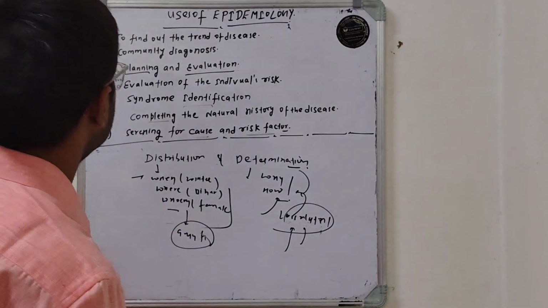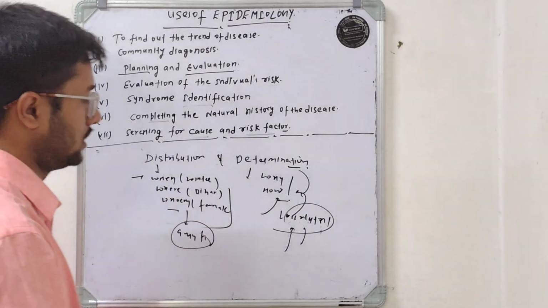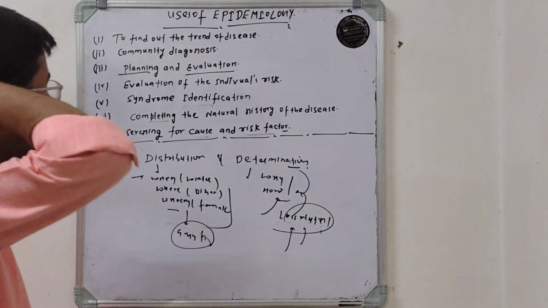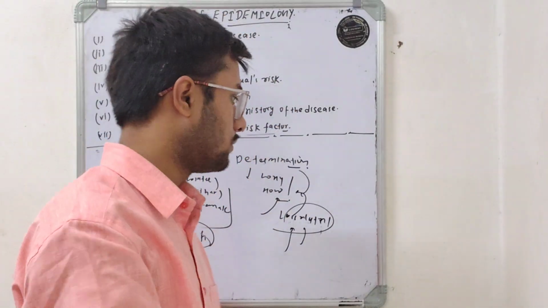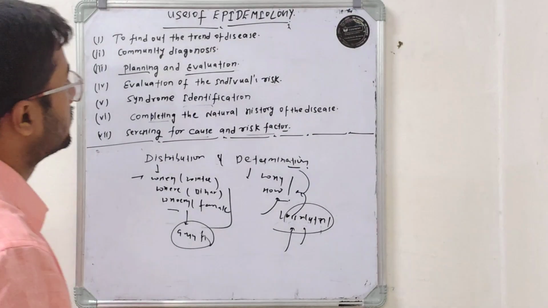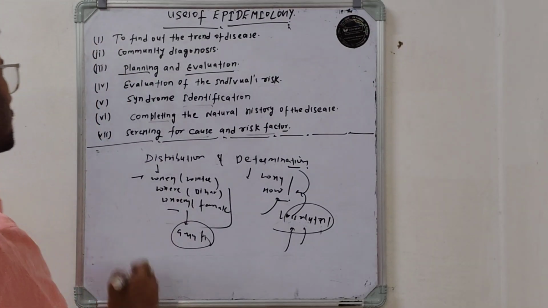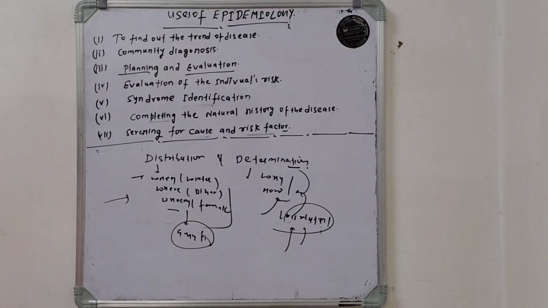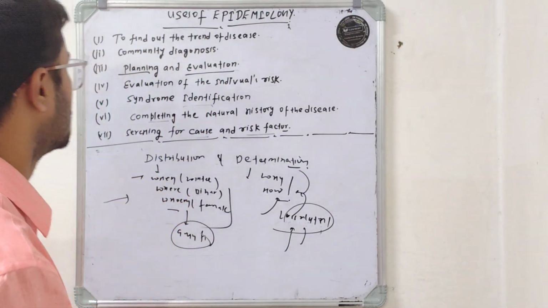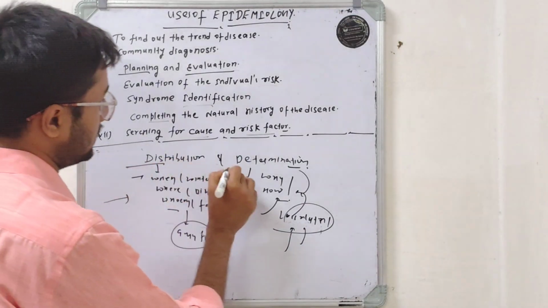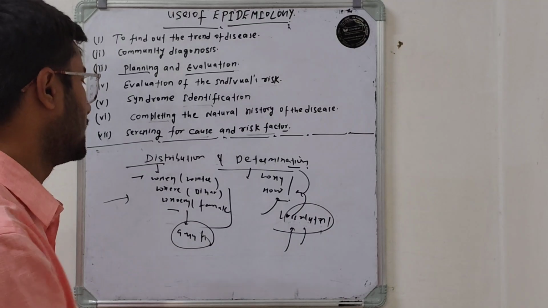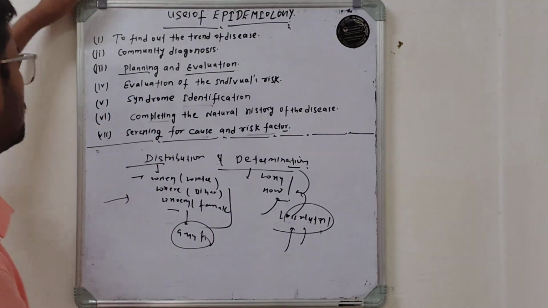So this is all about planning. Now, how do we evaluate the disease with the help of epidemiological parameters? For evaluation, we also use the distribution and determinants factors. How do distribution and determinants help in the evaluation of the disease?